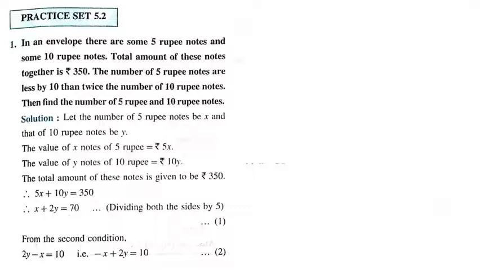The second condition, you are going to begin the statement from the third line. The number of 5 rupee notes are less by 10. So the difference between the 5 rupee and 10 rupee notes is 10. Whenever we are taking differences, we always subtract the lower value from the higher value. Here they have said twice the number of 10 rupee notes. The number of 10 rupee notes is y, so twice that will be 2y. So 2y is greater and the number of 5 rupee notes is smaller, so we have to take the difference between them.